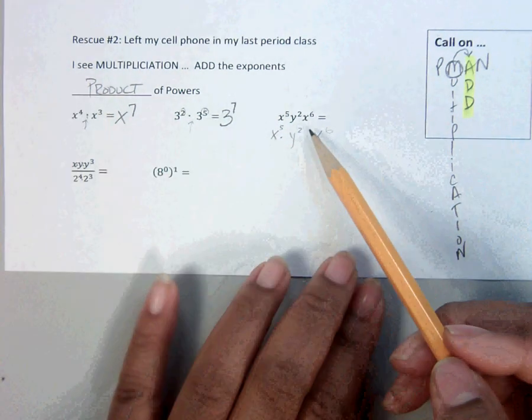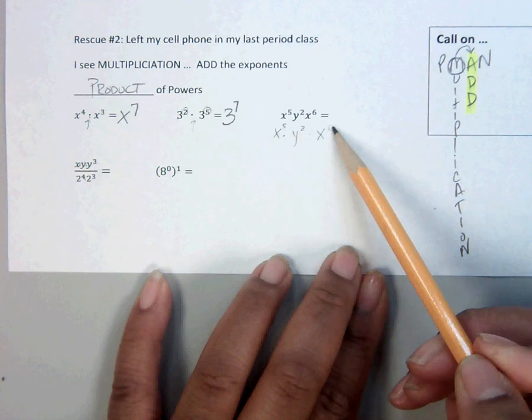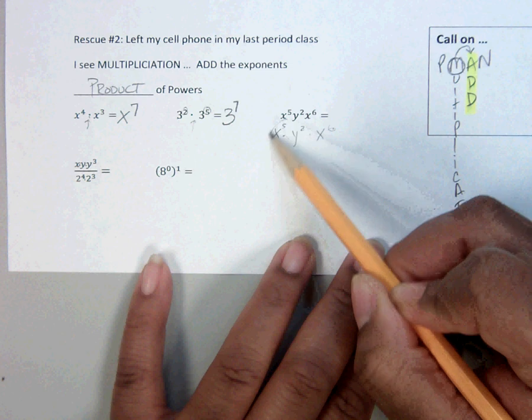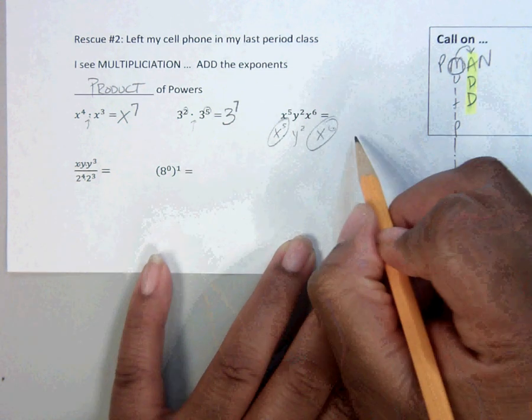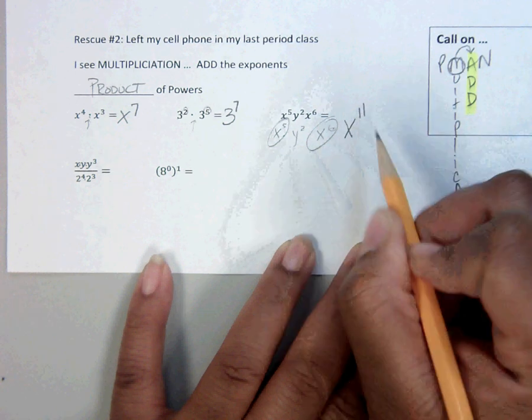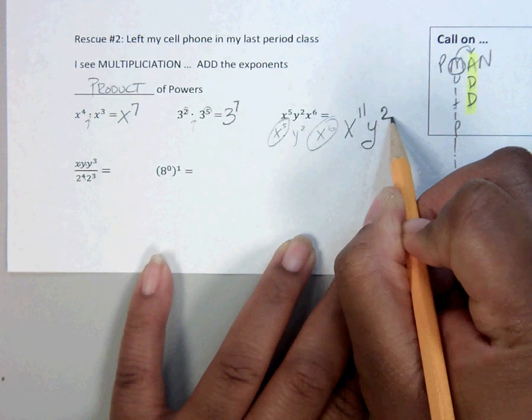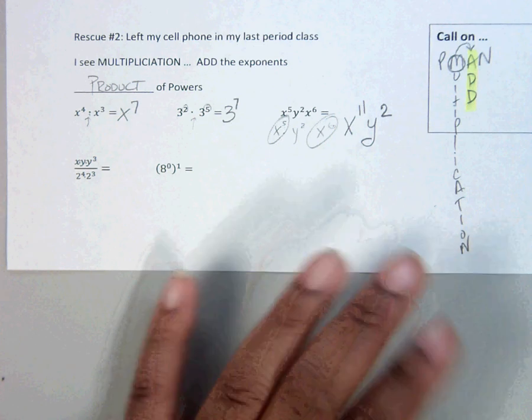Now this one's a little different. We cannot add all of these. We add only the ones that have the same base. So we're going to add this one and that one. 5 plus 6 is 11. The y doesn't have another y, so it just remains y squared.